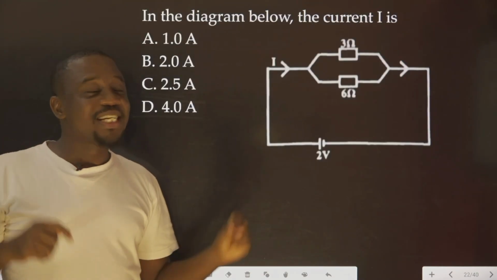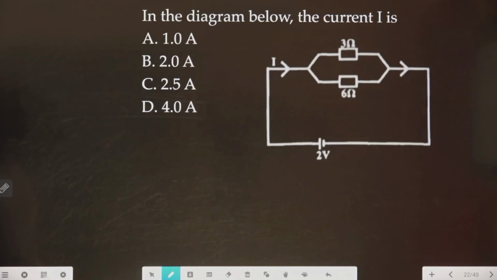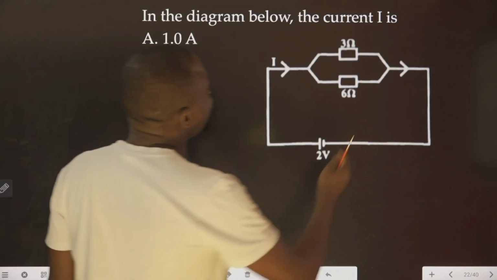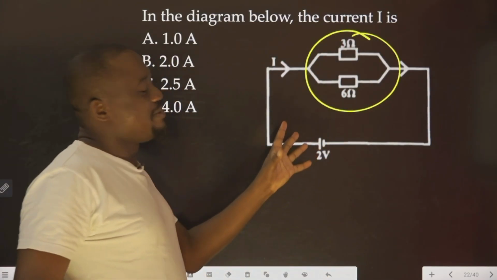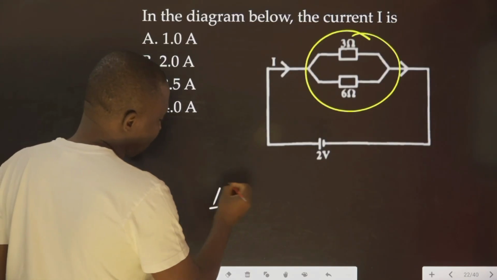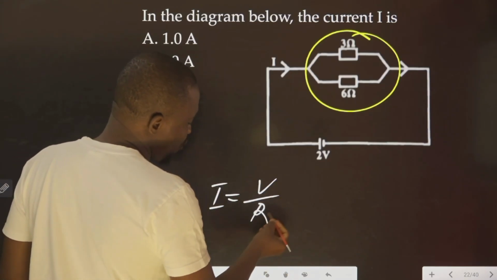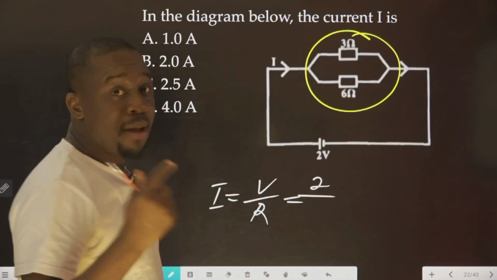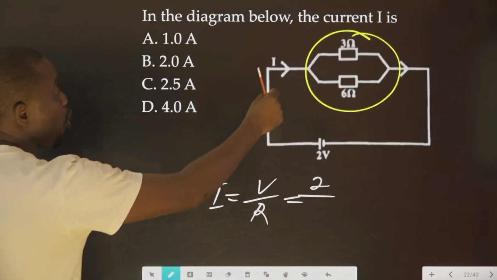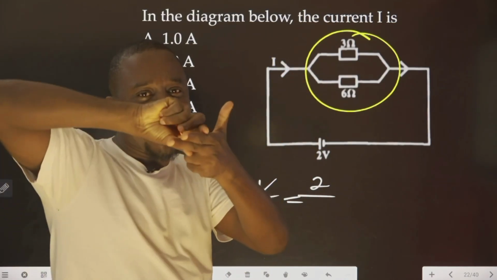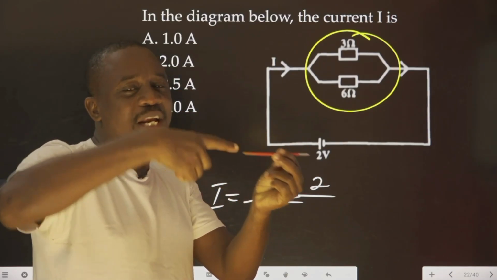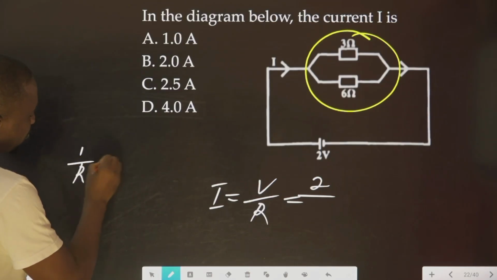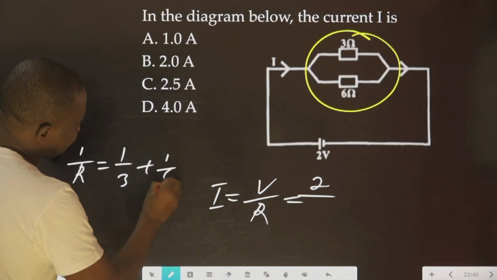Let's look at this question. It says in the diagram below, the current I is what? All you need to do, what is the total resistance in the system? Remember, current is V over R. What is R first? Because we already know this to be 2. What is this? Because they are in parallel. Remember, I taught parallel a lot. Parallel is when you connect two things like this. Connect this end at this end. Series is when you connect one, you connect another one, you connect another one. But this is parallel. When it is parallel, all you simply do is 1 over R equals 1 over 3 plus 1 over 6.